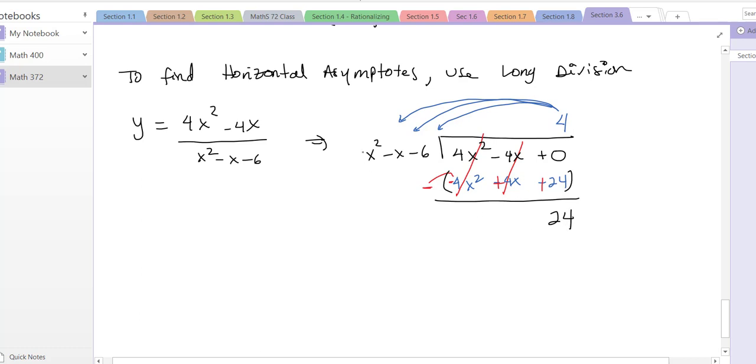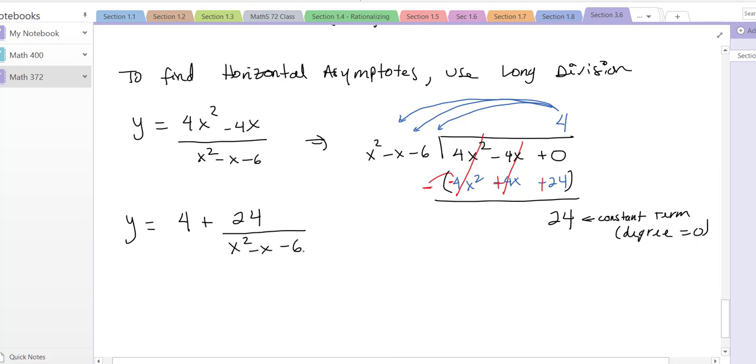And I say it's my remainder because now this is a constant term, which means the degree is 0. And the divisor has degree 2. Right? So as soon as we reach a degree smaller than the divisor, we can stop. So that means that my y is equal to 4 plus the remainder over the divisor, 24 over x squared minus x minus 6.